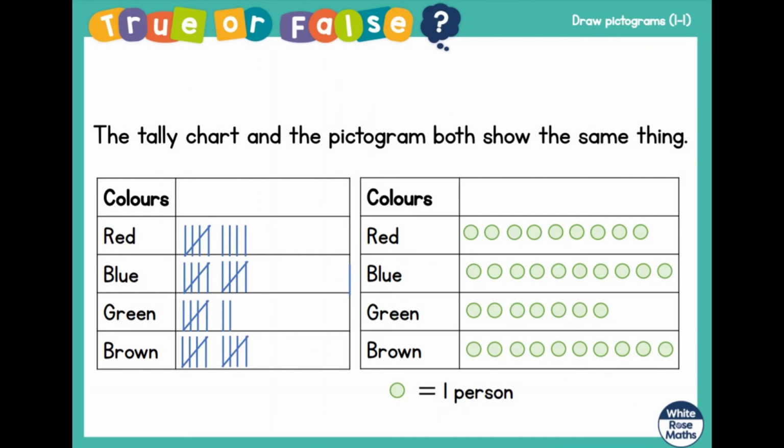Our challenge for today says the tally chart and the pictogram show both the same thing. Is it true or false? Discuss why and write a statement whether you agree or disagree, using because to explain as well.